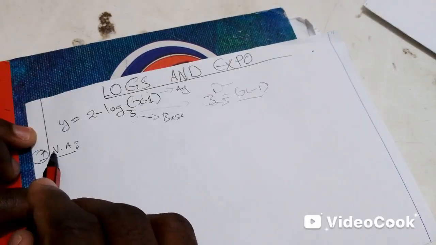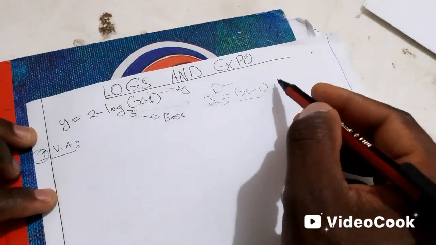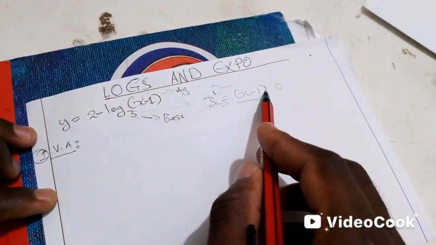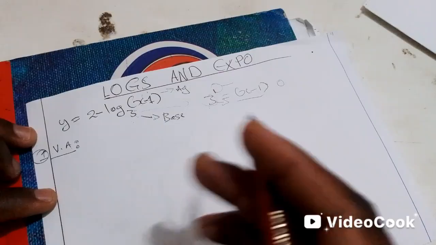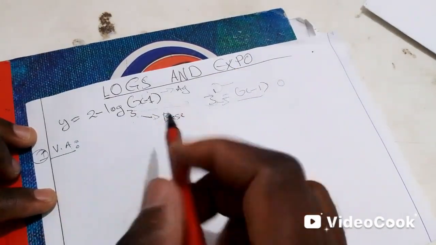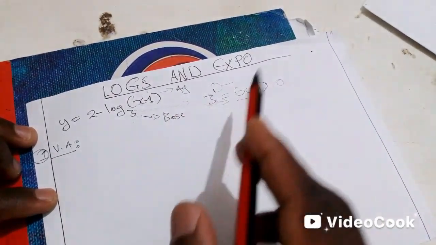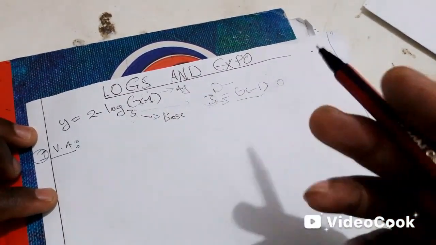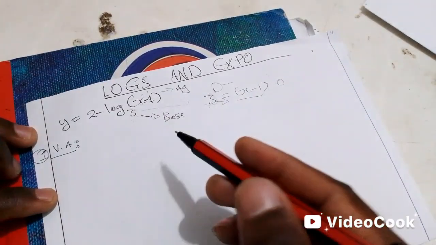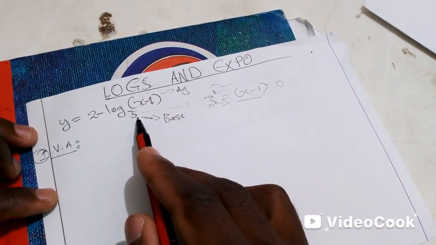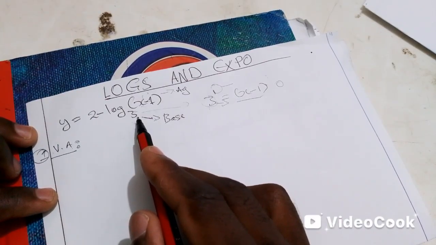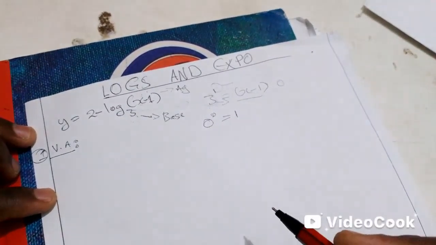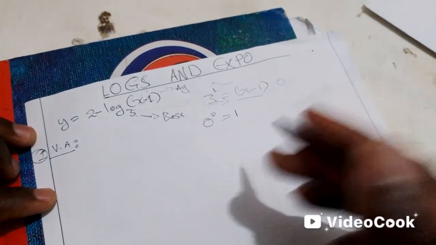As we are finding the vertical asymptote, we know that the argument is not equal to 0, because there's nothing that we can raise 3 to that gives us 0. That's why we always equate the argument to 0. There's no power of 3, or any other number, that can give us 0, unless the base was 0, where 0 to the power 0 should be 1 unless otherwise. But yeah, let's find the vertical asymptote.